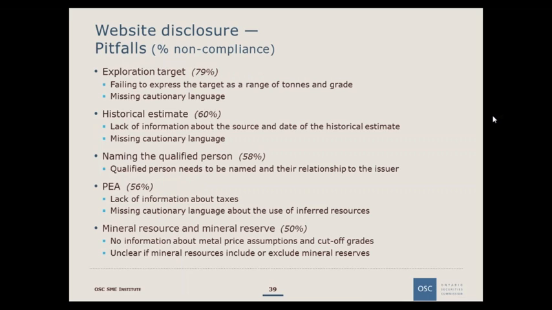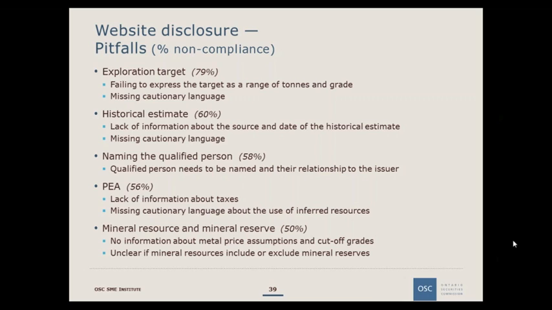And what did we find? There were 5 areas with significant non-compliance. Where we have the percentages there, that's the instance of non-compliance in the subset of issuers where something like this was disclosed. So, of the issuers that did disclose an exploration target, 79% got it wrong somehow. Of those that disclosed a historical estimate, 60% got it wrong somehow. Of those that put out a presentation at all, 50% did not name the QP. Of those that disclosed a preliminary economic assessment, 56% had some missing information. And of those that disclosed mineral resources or mineral reserves, half of them got something wrong.